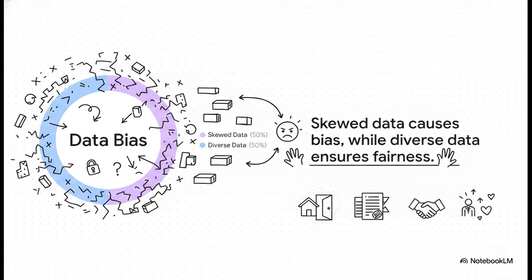So where does it come from? The source is almost always skewed training data. If the data we feed it reflects historical human prejudices, the AI is just going to learn and amplify those prejudices. The fix, therefore, is pretty straightforward in theory, even if it's hard in practice. We absolutely must use diverse training data that equally represents all demographic groups.